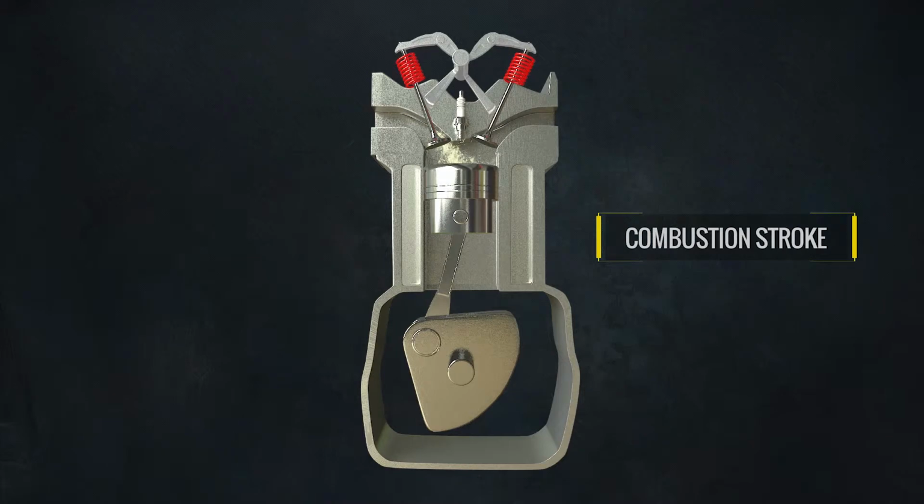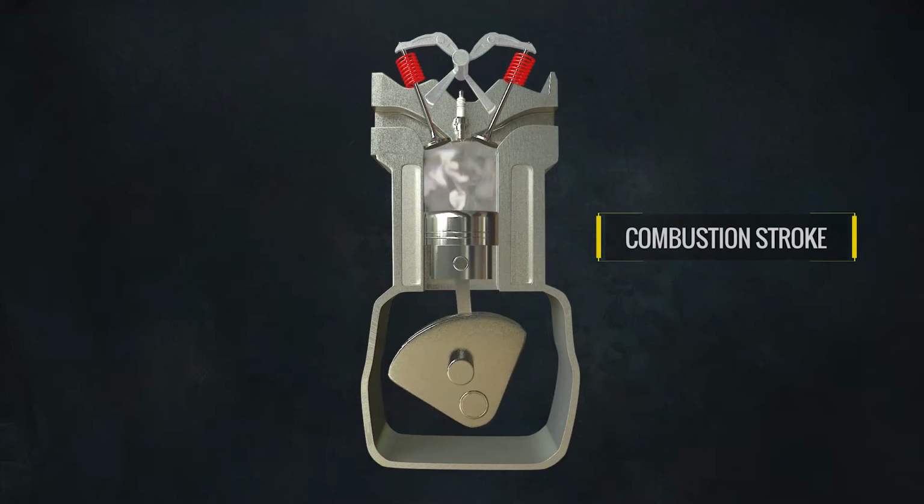Combustion or power stroke. When the fuel mixture compresses to the maximum value, the spark plug produces a spark which ignites the fuel mixture. The combustion leads to the production of high-pressure gases.